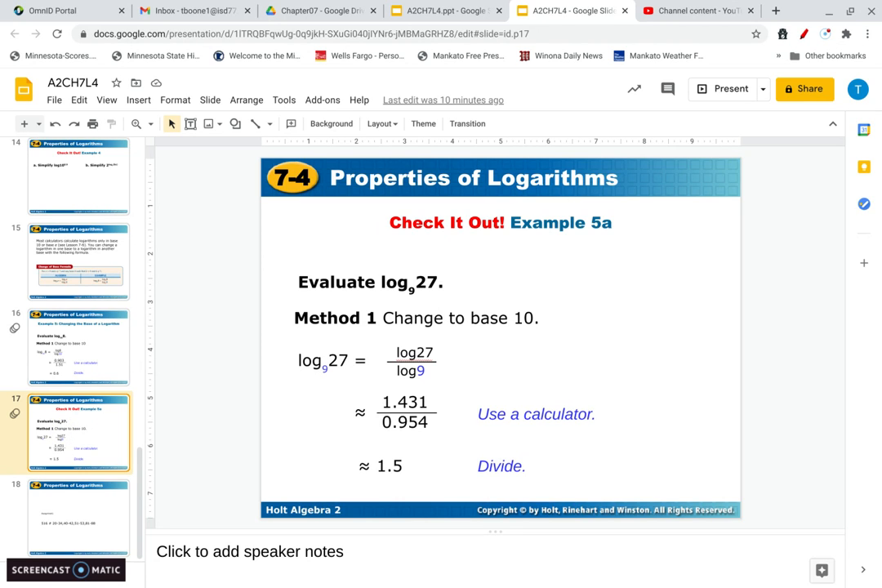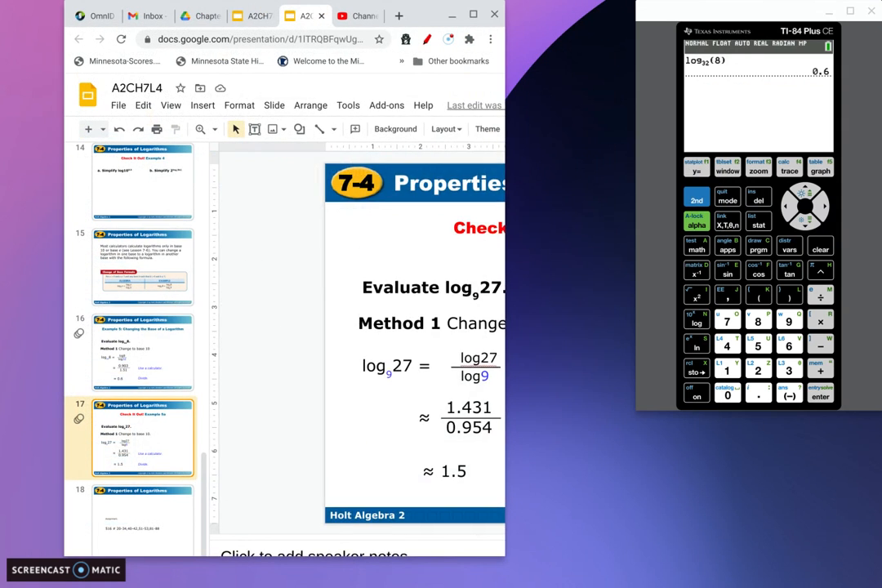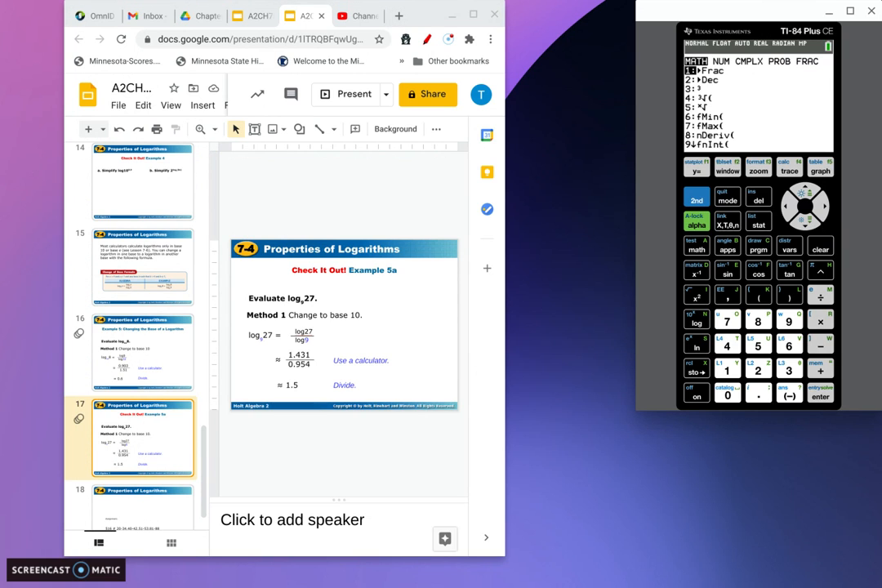9 to what power equals 27? Well, we know 9 to the first power is 9. 9 squared is 81, so we know it's got to be a 1 point something. So what you could do is the change of base. Just take the log of 27 divided by the log of 9, and you get that. Or, like we said, we could always go over here to our log base. Some of the older calculators don't have this. The app we have on the Chromebook certainly is fine. It does have it, but if you don't, you always have that as an option. So we'll do log base 9 of 27. We type that in, look at that, you get the same thing either way.